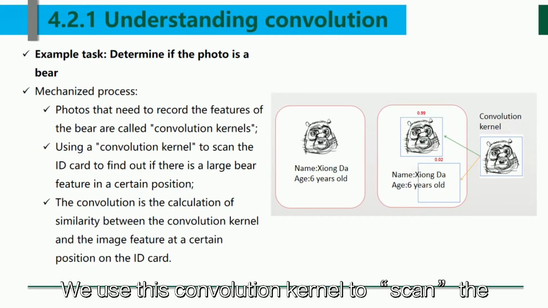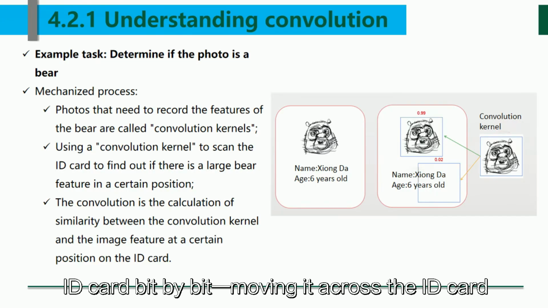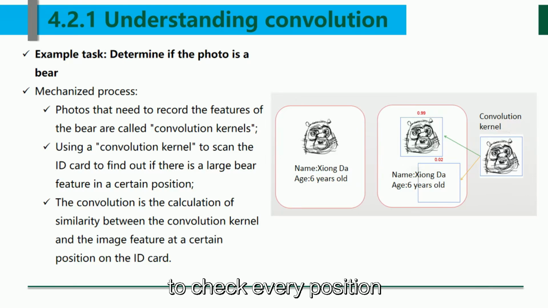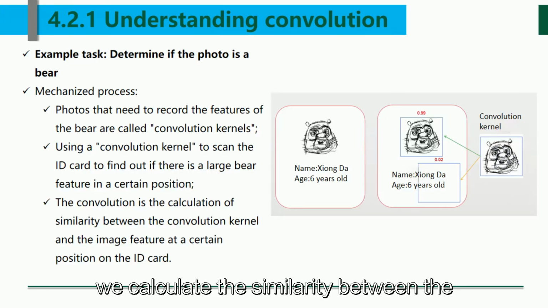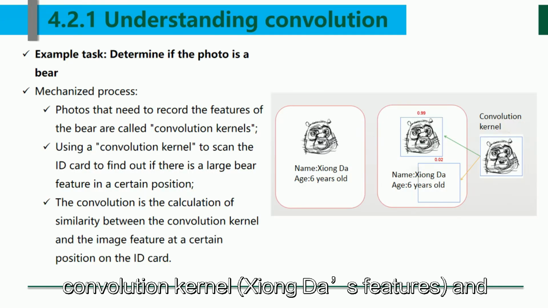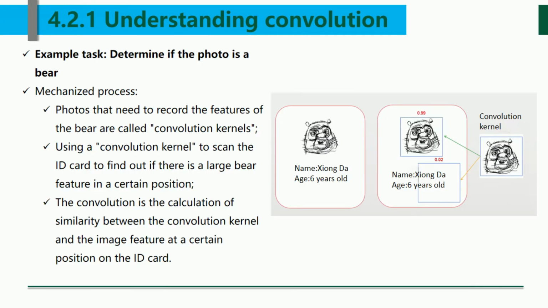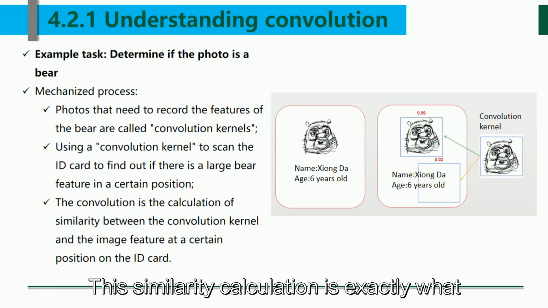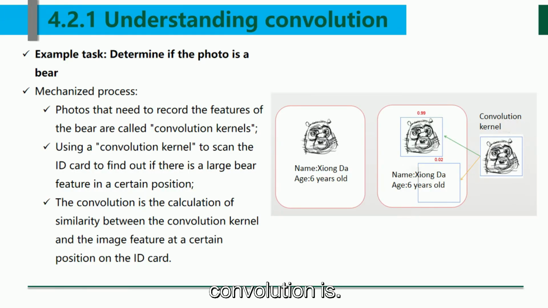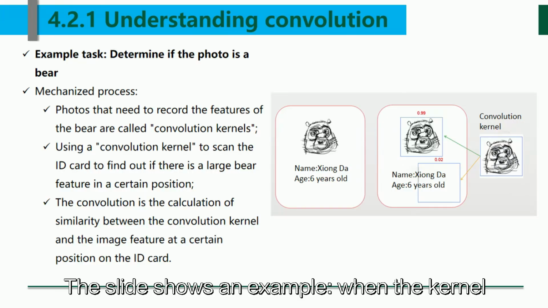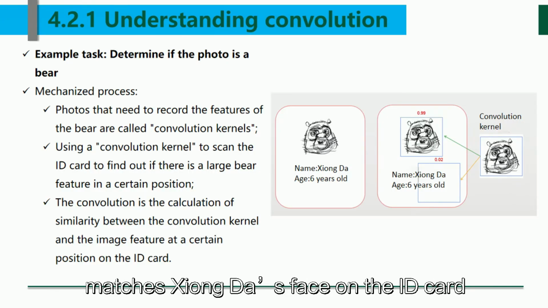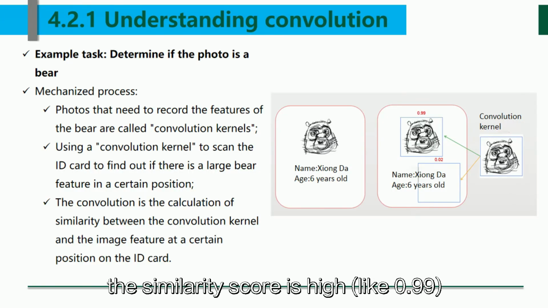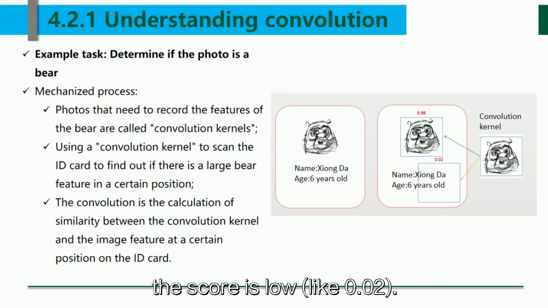We use this convolution kernel to scan the ID card bit by bit, moving it across the ID card to check every position. At each position, we calculate the similarity between the convolution kernel, Xiongda's features, and the image part at that position. This similarity calculation is exactly what convolution is. The slide shows an example. When the kernel matches Xiongda's face on the ID card, the similarity score is high, like 0.99. When it doesn't match, the score is low, like 0.02.